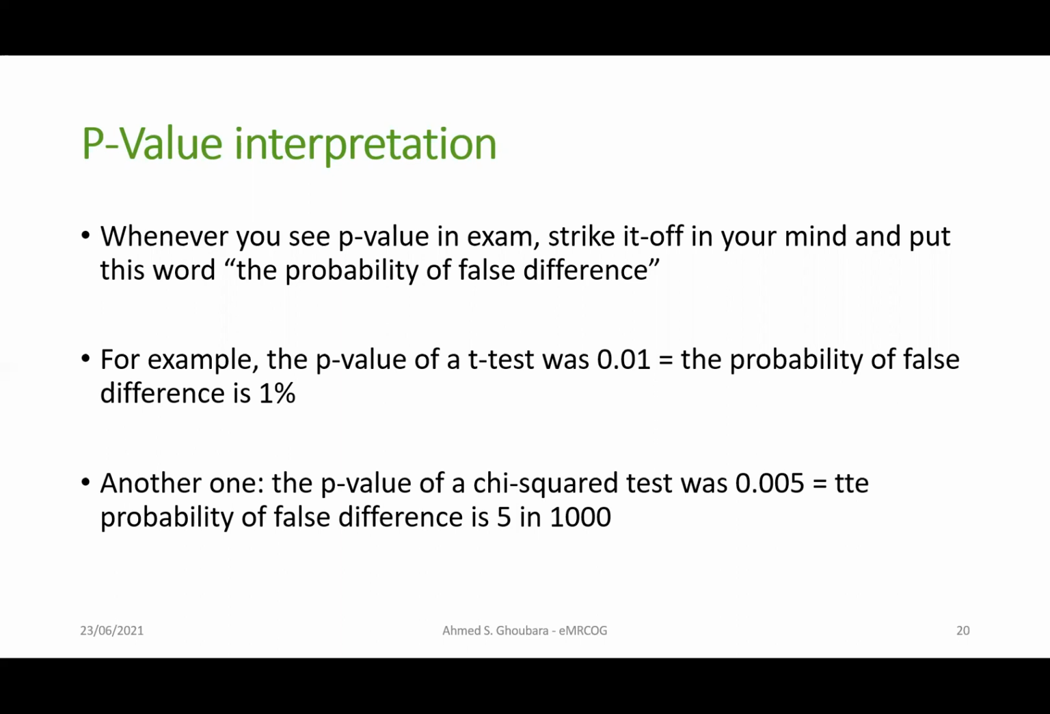Okay, another example, the p-value for the chi-squared test, this time, was 0.005. That means that the probability of a false difference is 5 in 1,000. There's a 5 in 1,000 probability that what you saw today, what you noticed in the difference today, was just because of chance, just because of luck.